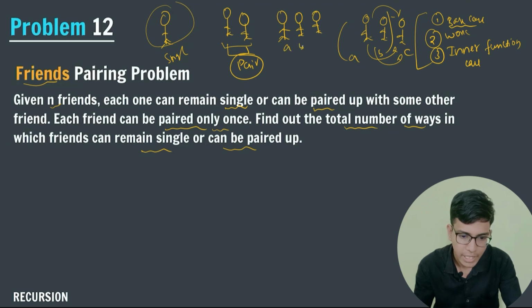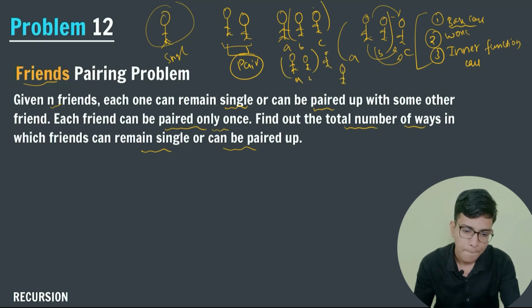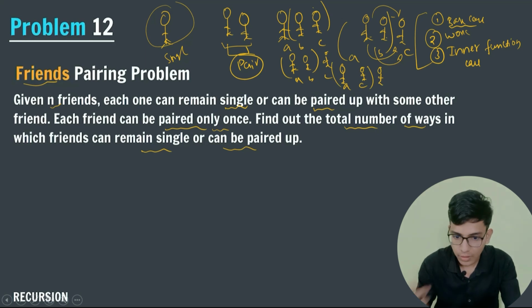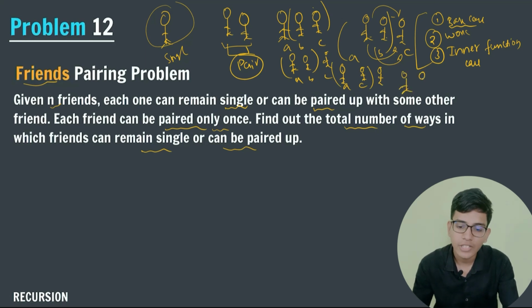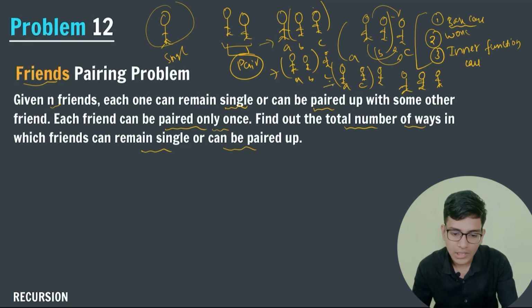There are three persons A, B, C. So A can remain single and B, C can form a pair. Or A and B can form a pair and C will remain single, or A and C can form a pair and B will be single. So these are three ways, and a fourth way can be possible that all three of them remain single. Three of them are introverted guys such that they don't talk with one another. So these are the four ways that can be possible for three friends.